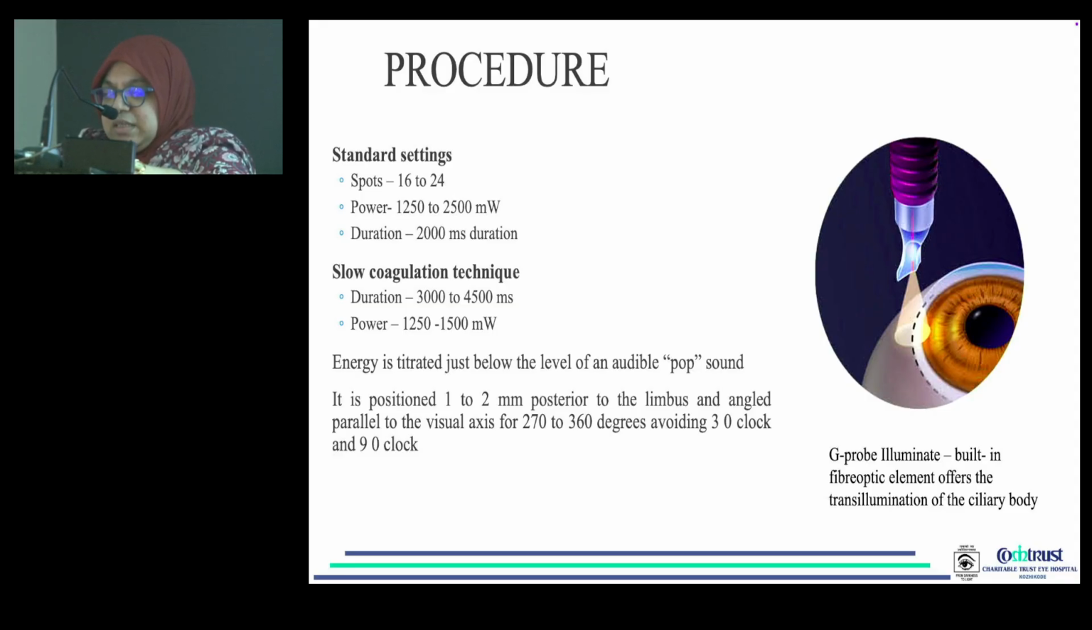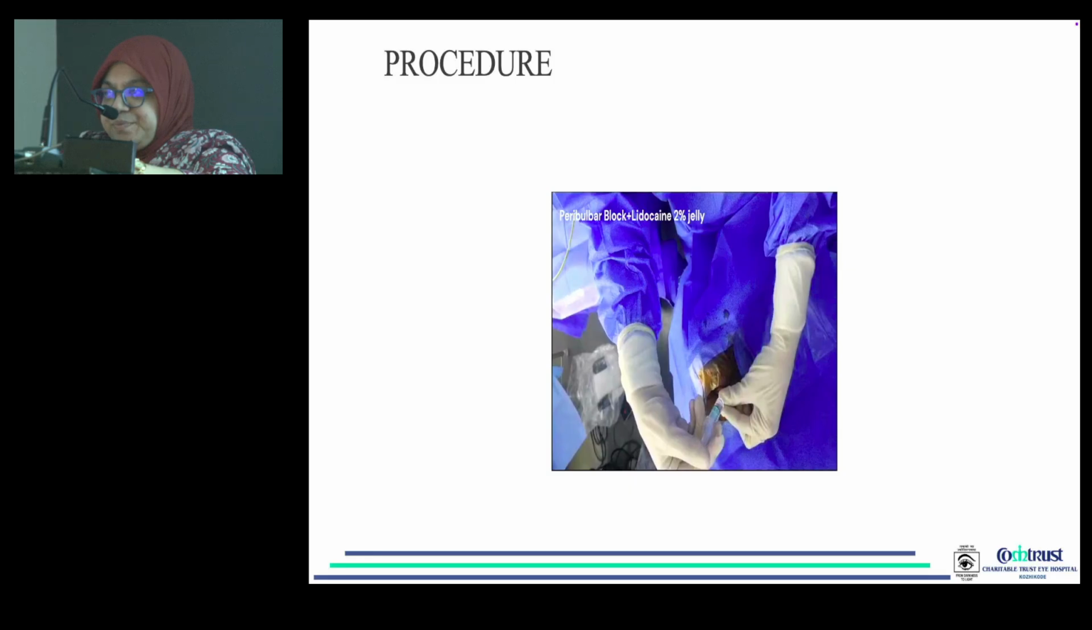It is positioned 1 to 2 millimeter posterior to the limbus and is angled parallel to the visual axis, basically avoiding the 3 o'clock and 9 o'clock position. This is a G probe illuminate where there is an inbuilt transillumination which offers the transillumination for the ciliary body.